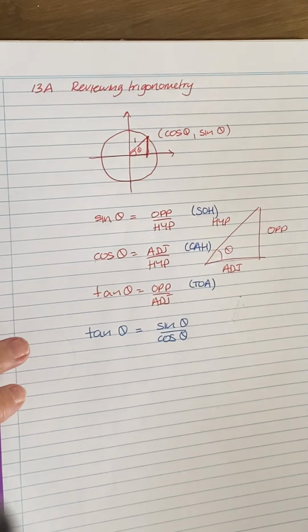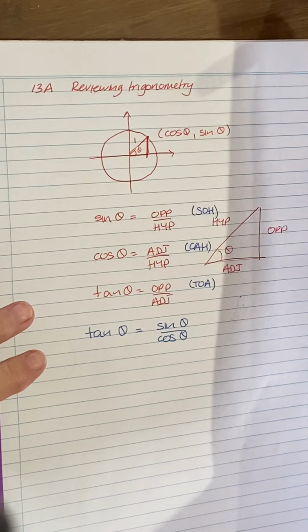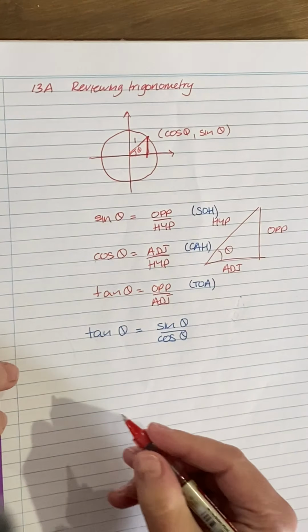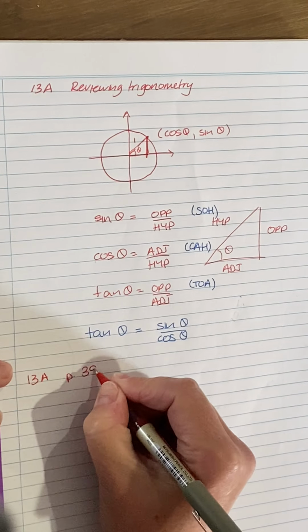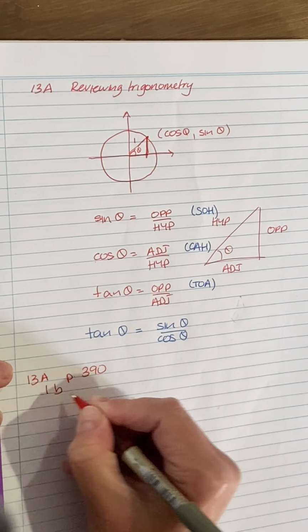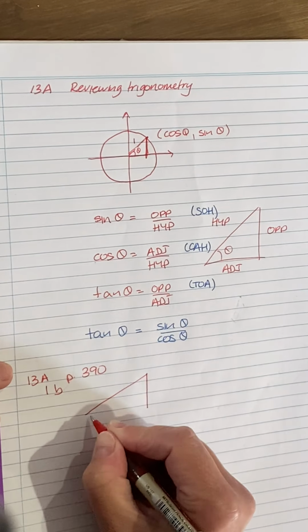Okay, so let's do some questions. I'm going to choose some from the textbook. So 13A is on page 390. And I'm going to do question 1B. It looks like this.